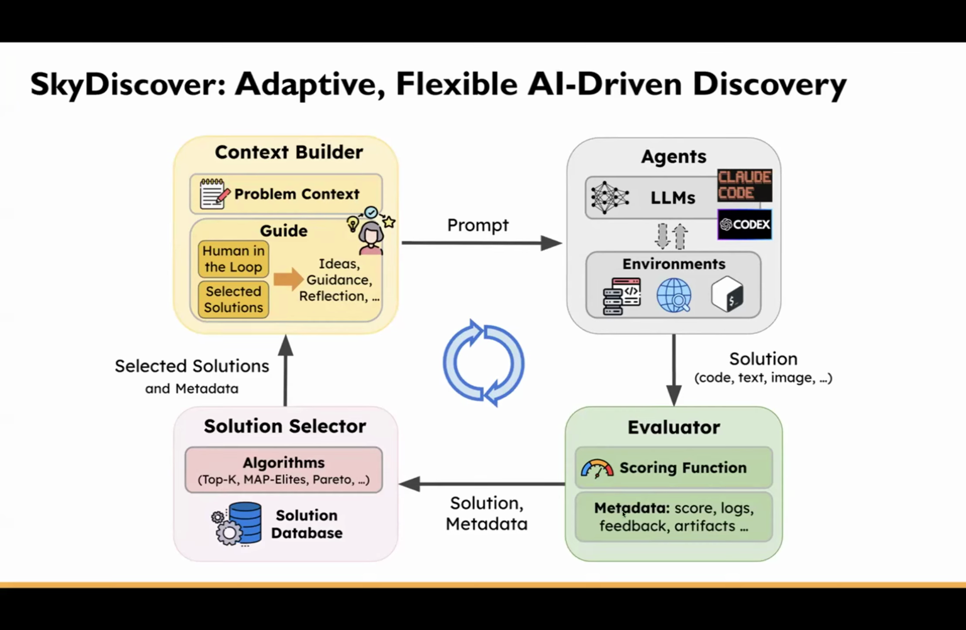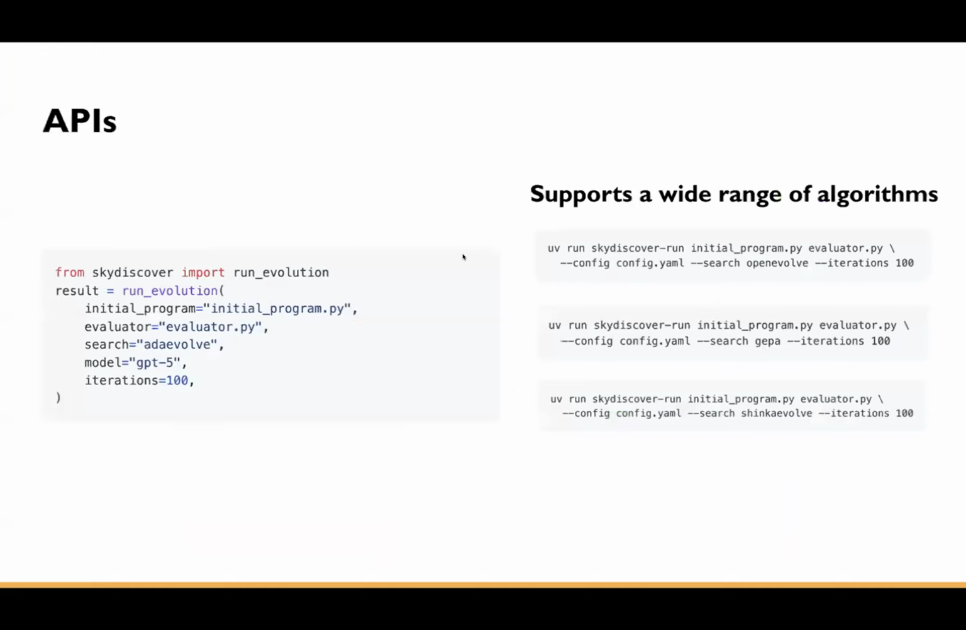And it is evaluated with some scoring functions. Along with the scores that you get, you can also have some metadata feedback. Basically, the left-hand side, the context builder and solution selector parts, are the key parts here. There is a solution database, where you store all of your past experiences, and you are able to sample from it and learn from your past experiences to improve your next iteration of generation. So this can be any sort of ideas, guidance, or reflections over what you have built so far. So basically, this is the entire loop of the framework.